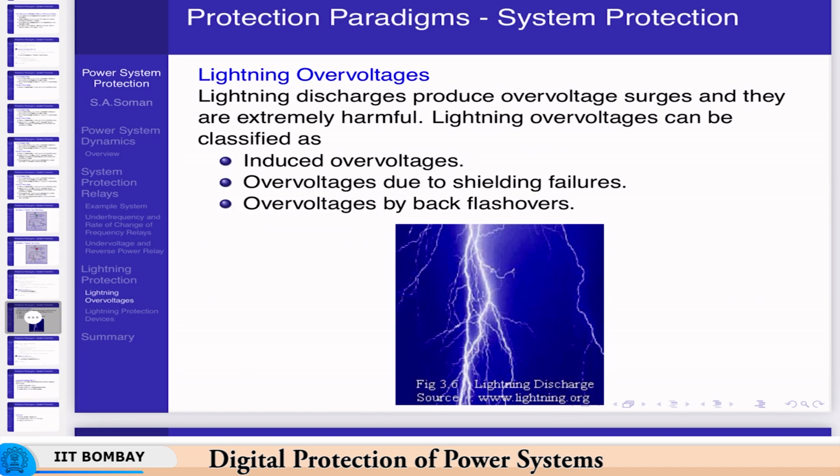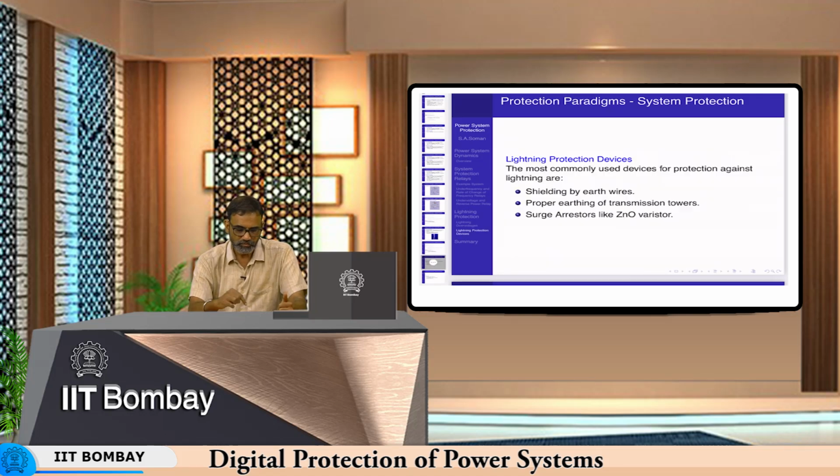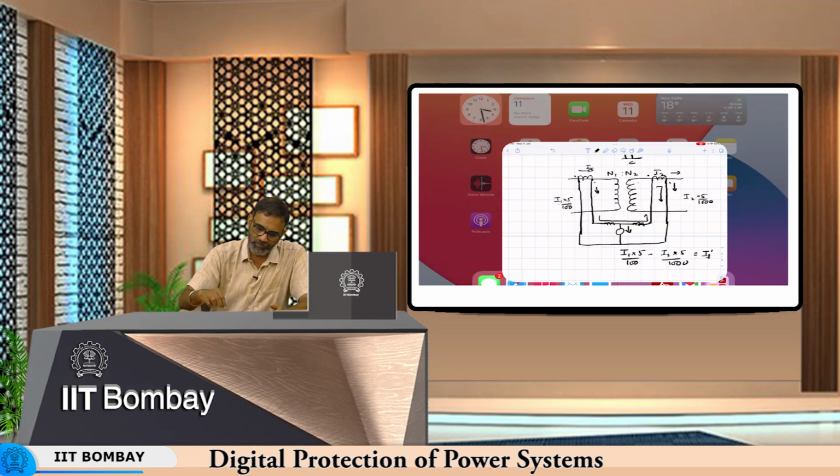So, the lightning over voltages are of three types. One is the induced over voltage due to a lightning strike in the neighborhood of a transmission line. Then there is an over voltage which can occur due to back flashover. What is a back flashover? We will shortly see. We will not discuss this in too much detail because it is not a part of this course, but just for the sake of completeness we will discuss it. And then there can be over voltages due to shielding failures. So, these are the three kinds of over voltages that are possible. I will describe them in very brief detail.